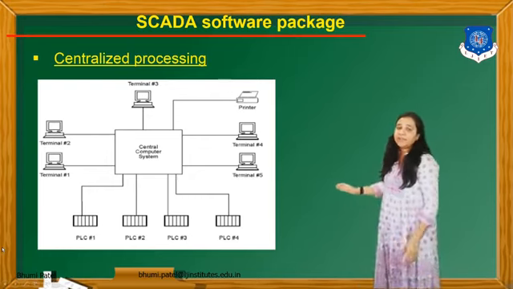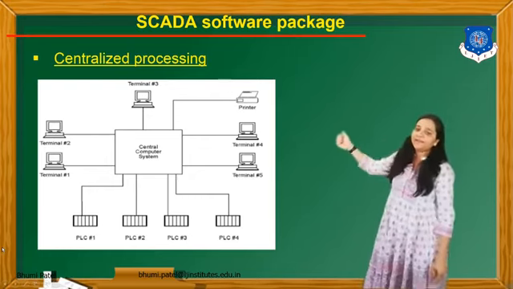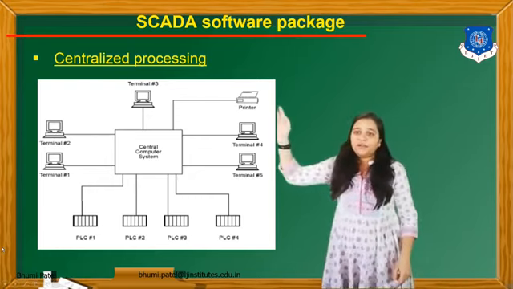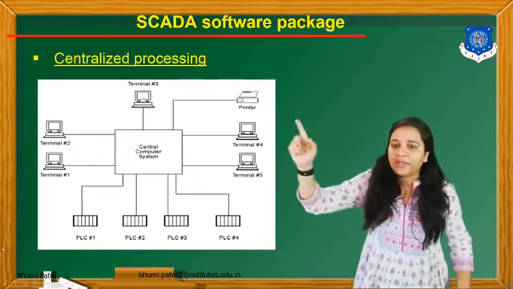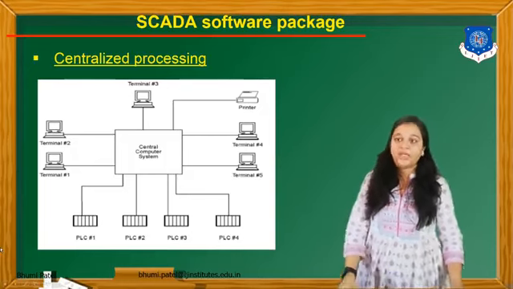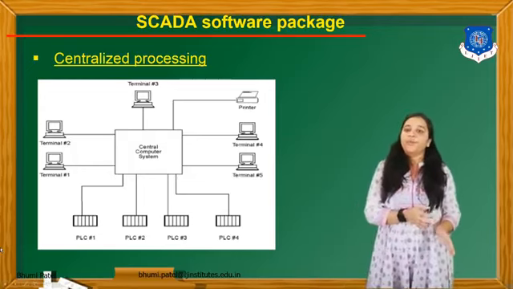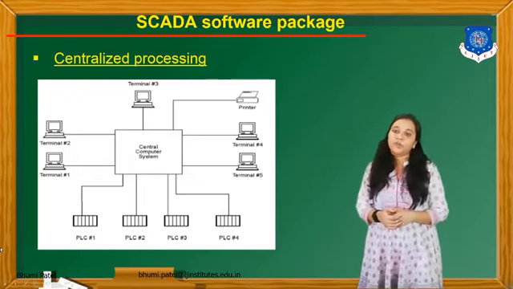Here you can see that we can connect 4 PLCs with this centralized process. We can connect 3 terminals. Also we can connect a printer and 2 other terminals. So only one master computer is used for this particular system.